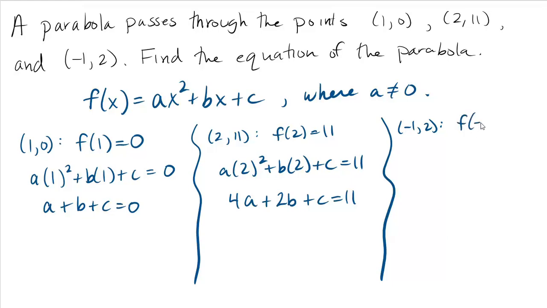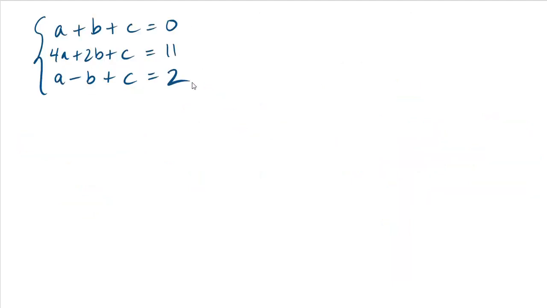So the third point is telling us that when we plug -1 in, we should get 2. f(-1) is equal to 2. So a times (-1)² plus b times -1 plus c should be equal to 2. (-1)² is 1, so the first term is a. B times -1 would be minus b, plus c equals 2. And now we have a system of equations. Let me stack the equations on top of each other on the next slide.